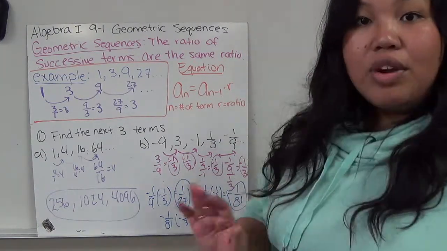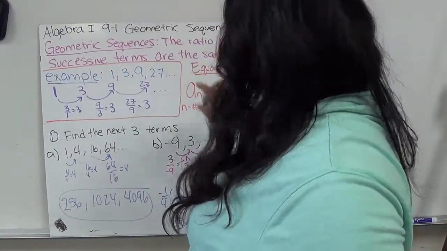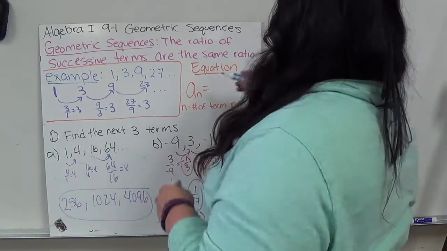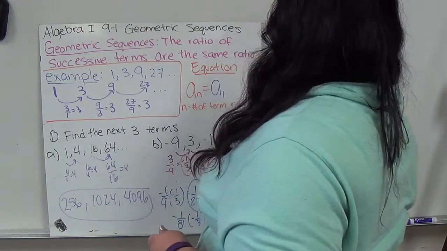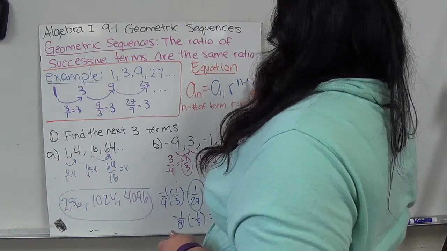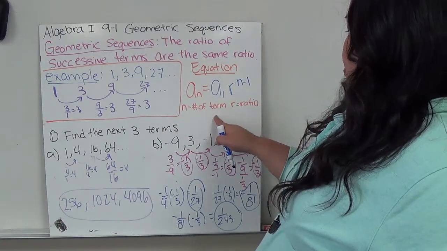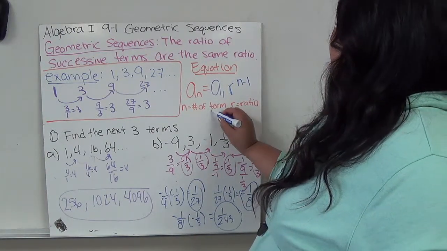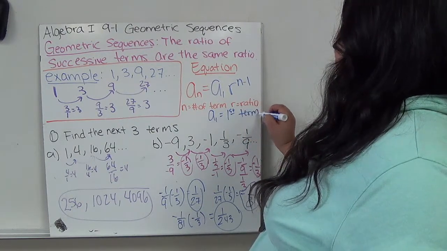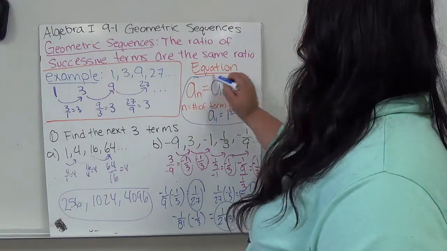Go ahead and write this down. I have one more board for you. Sorry, there's a mistake on the board. The equation is an equals a1 times r to the n minus 1. So n equals the number of the term, r is the ratio, and a1 is the first term. Okay? So please correct that in your notes.